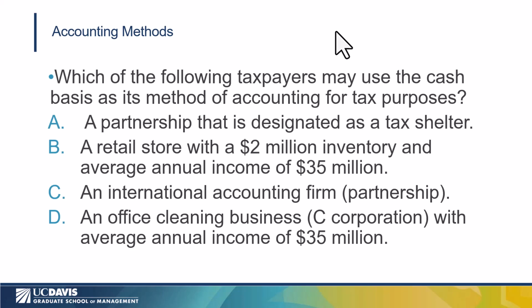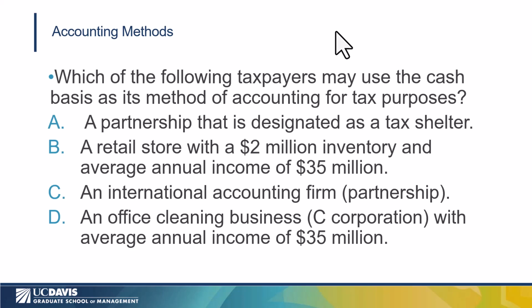The big 4 accounting firms can all operate on a cash basis. Being a C Corp takes you out unless your gross income is less than, currently, 29 or 30 million, depending on the year. So 35 million gets rid of B and D. And if you are a tax shelter, you are cooked, right? You are not permitted to use the cash method.